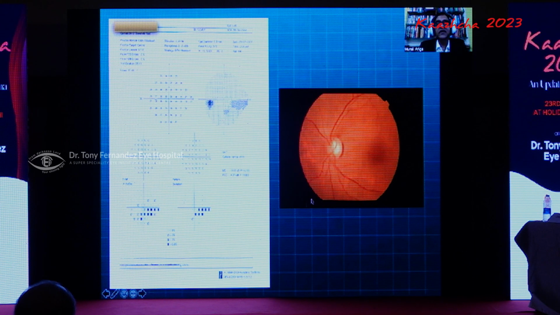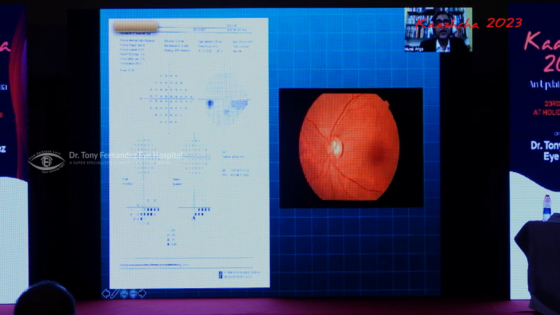This is a classic example of an RNFL defect, as you can see superiorly here. This correlates with the field defect which you're seeing in the Humphrey visual fields 24-2 here. So this kind of classic correlation is simple and straightforward, but you can have difficulty in looking at the field, and then sometimes you will miss it on the disc and the nerve fiber layer examination.